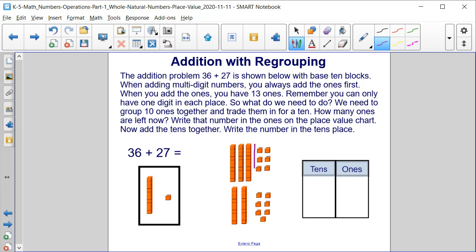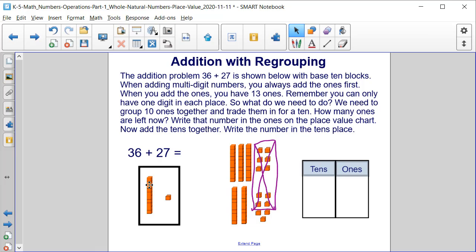So there are 6 up here, and if I include 4 of them from down below, this is a set of 10. So I can replace these 10 individual blocks with an extra set of 10. So that acts as the replacement for this box of numbers. Now we're going to write the remaining number of ones that are left, which are the 3 down below, in the ones column. And now we can add the tens together.